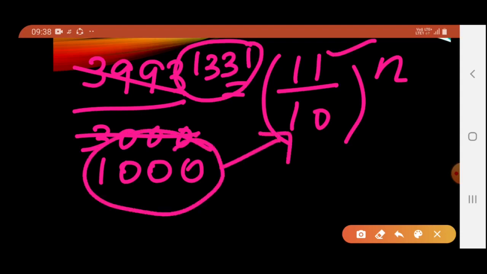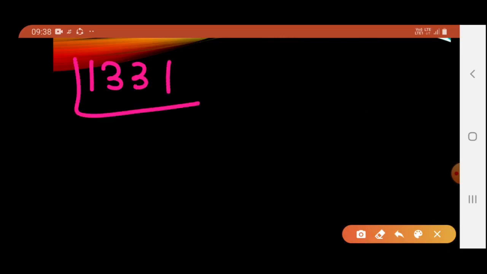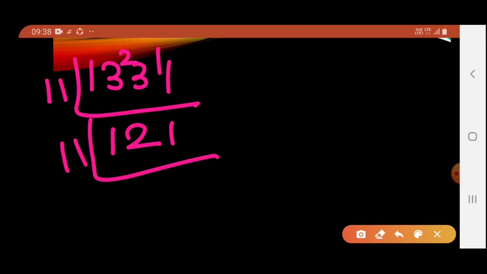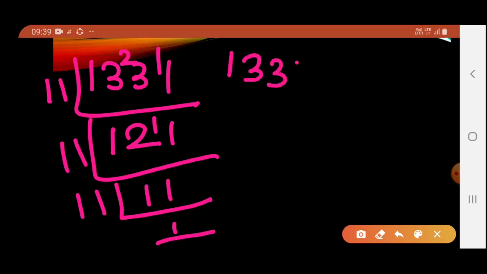For that, what we have to do? We have to use the prime factorization method, that is the L division method. How many 11s are there in this and how many 10s are there in this, we need to find. So listen, 1331 we are going to divide by 11. We know that 1 11s are 11, remaining 2, 2 11s are 22, remaining 1, again 1 11s are 11. Next we have to divide by the same 11, 1 11s are 11, remaining 1, again 1 11s are 11. Next we have to divide by 11, we get 1. Therefore, we can write 1331 is equal to 11 cube.